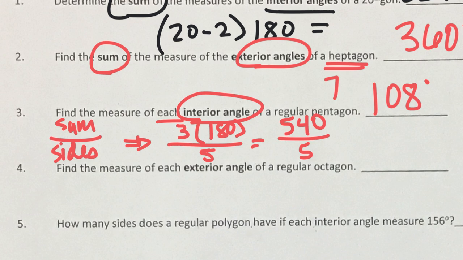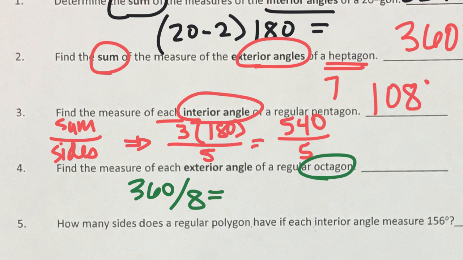Find the measure of an exterior angle of an octagon. How many sides does an octagon have? 8 sides. So the exterior angle is 360 divided by 8. 360 over 8, the calculator says 45 degrees.